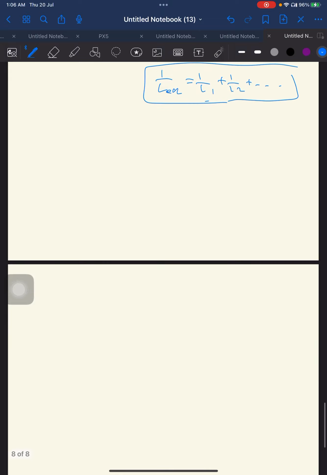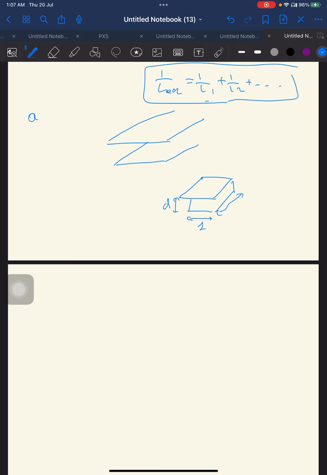Okay, now next is our mutual inductance. Before going to mutual inductance, the question which I gave in class: two parallel plates are there, and I asked you to find the self inductance for unit length. I have sent the solution of that in the group. This was D, and I have taken unit length. This is also one, this is also one.